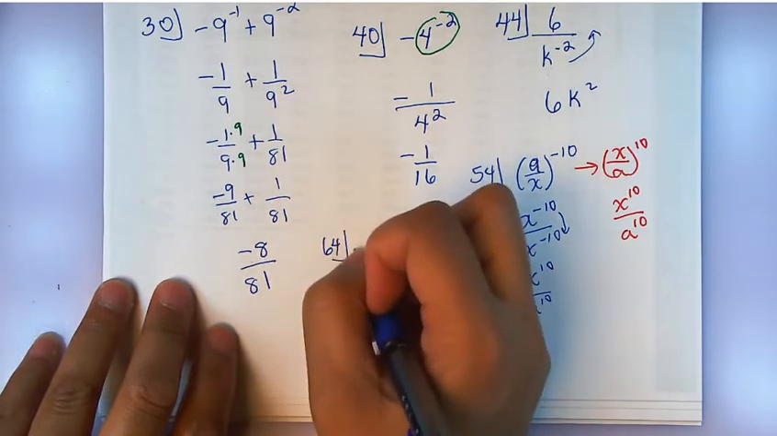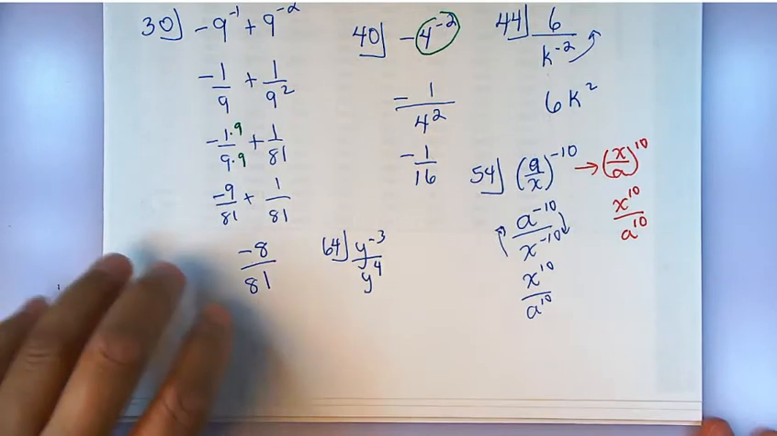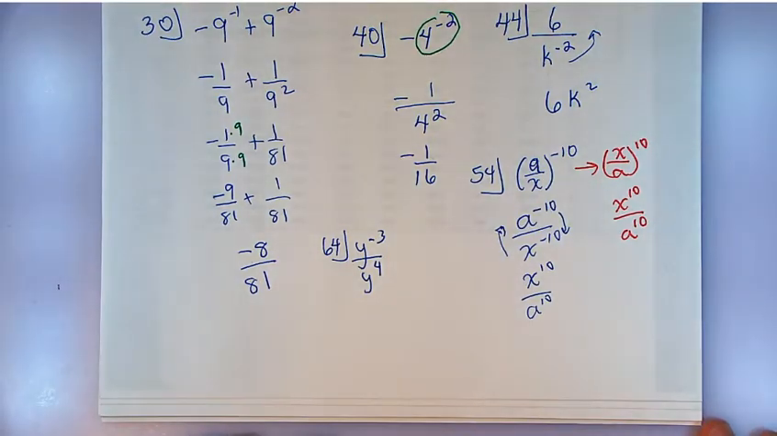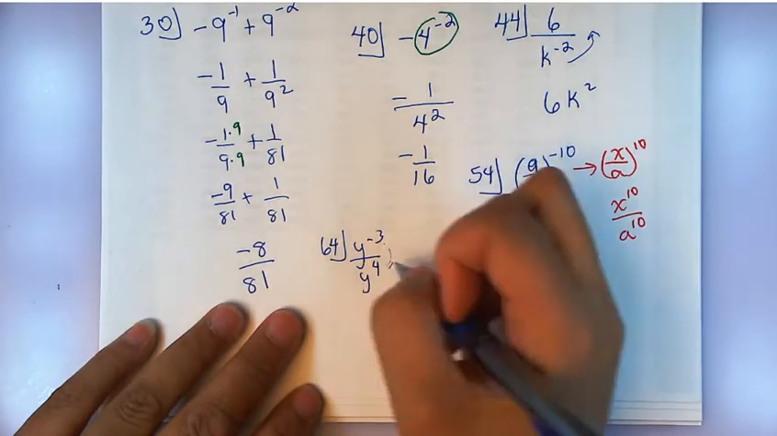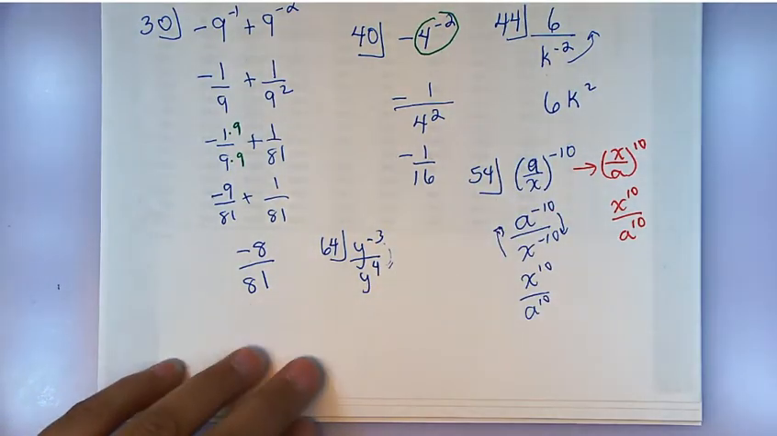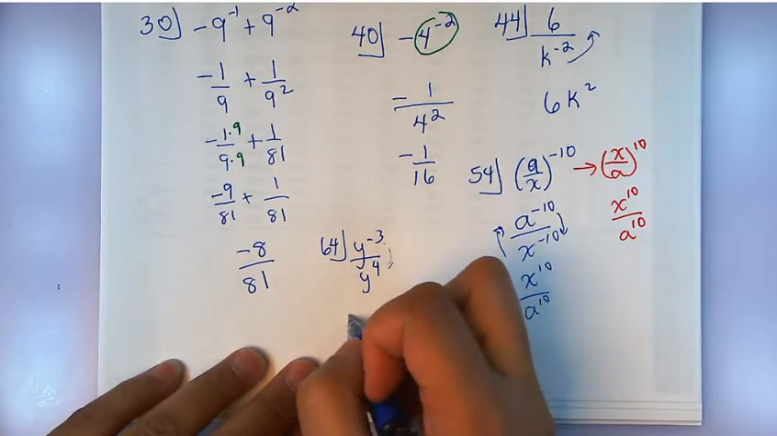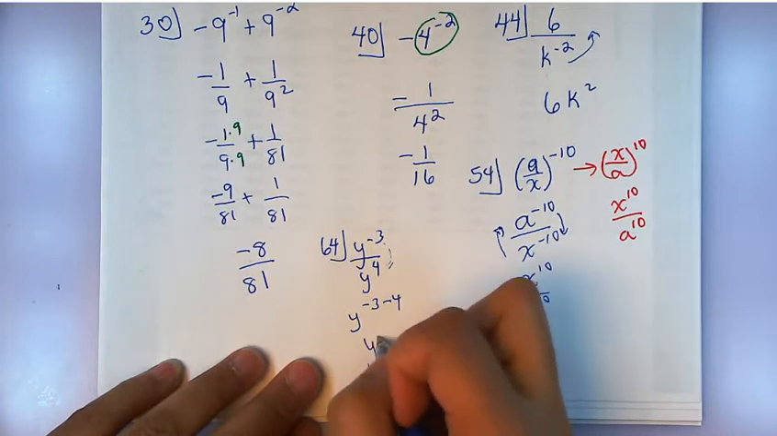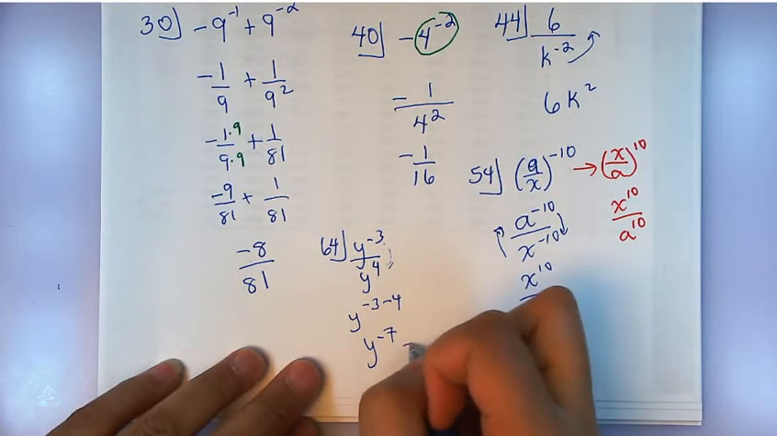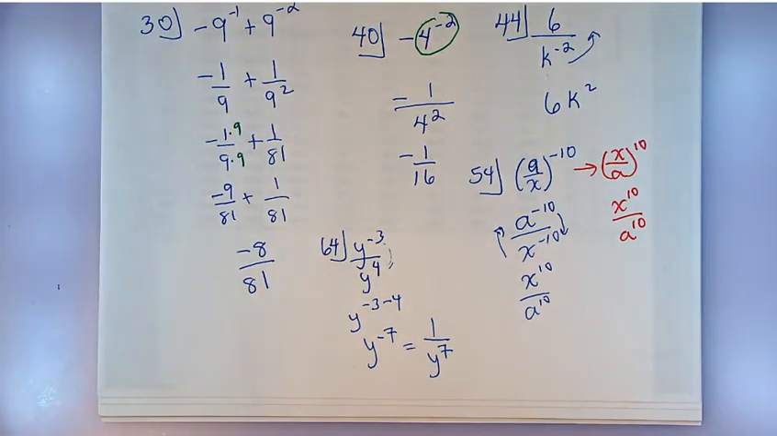64 is y to the negative 3 over y to the 4th. If you notice that when you have y to the negative 3 over y to the 4th, you can take that y to the negative 3 and bring it downstairs and use your product rule. Or you can use the quotient rule. The quotient rule says just subtract them. So I end up with y to the negative 3 minus 4, which is y to the negative 7, which we know is 1 over y to the 7th. So we have that also in our arsenal.